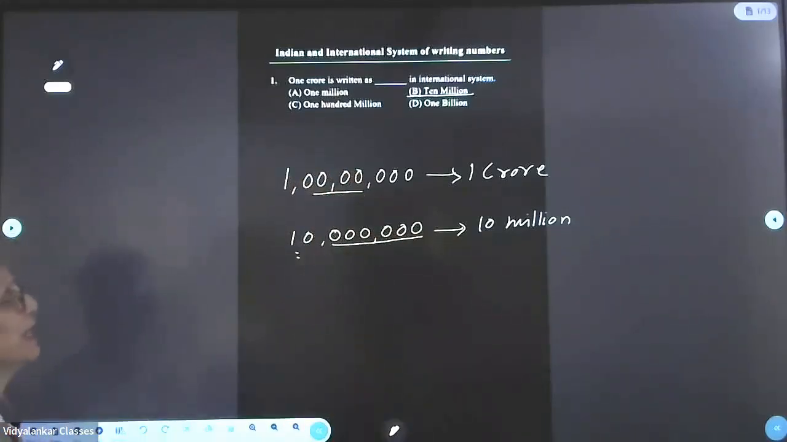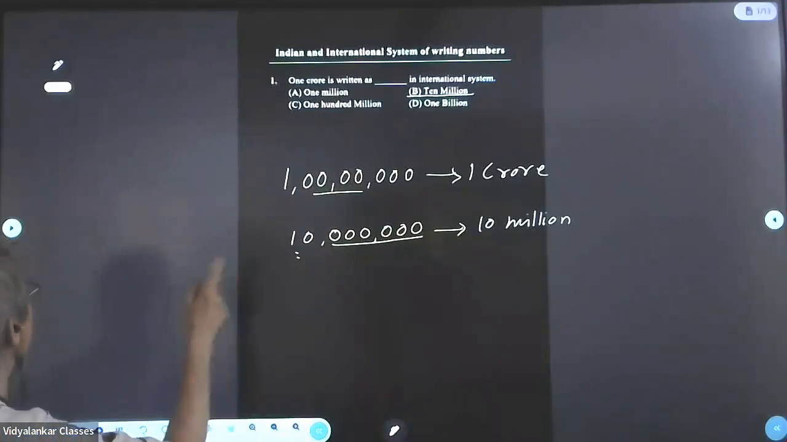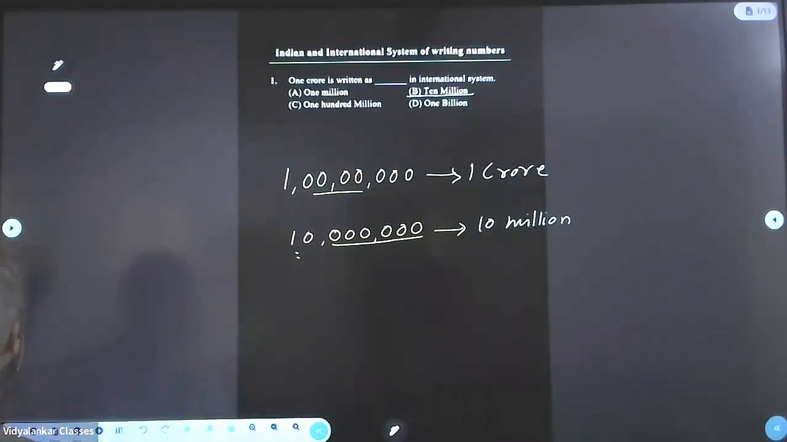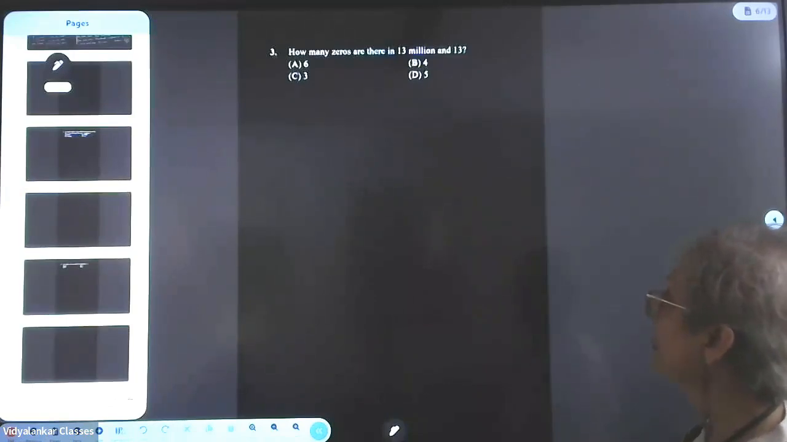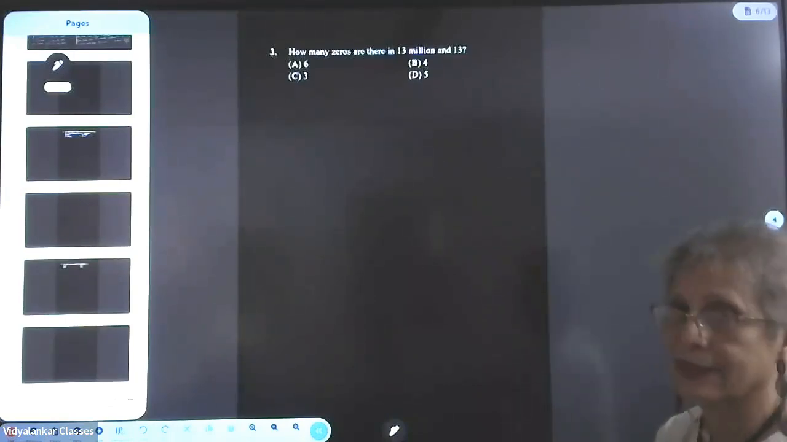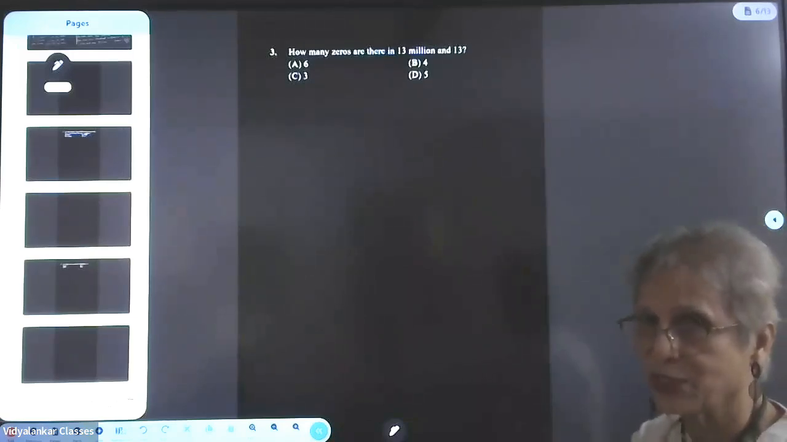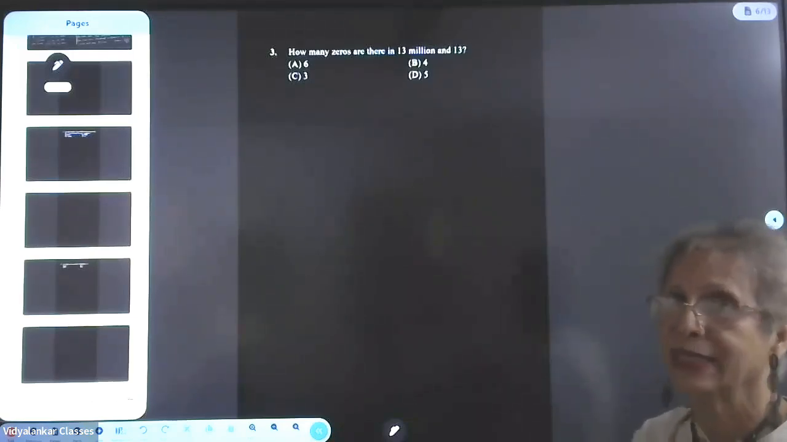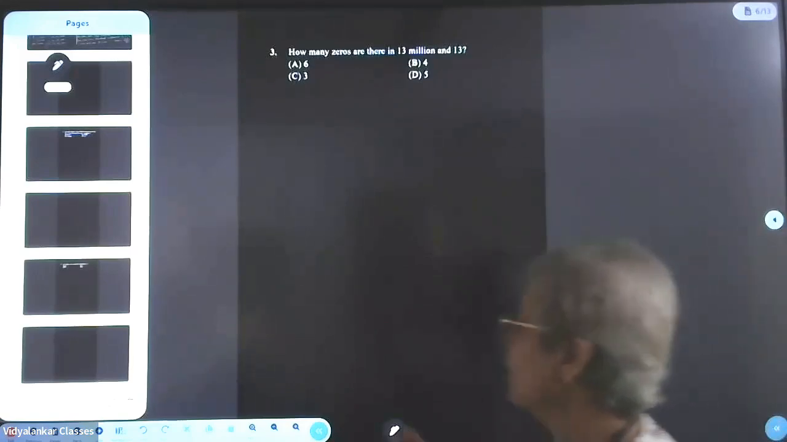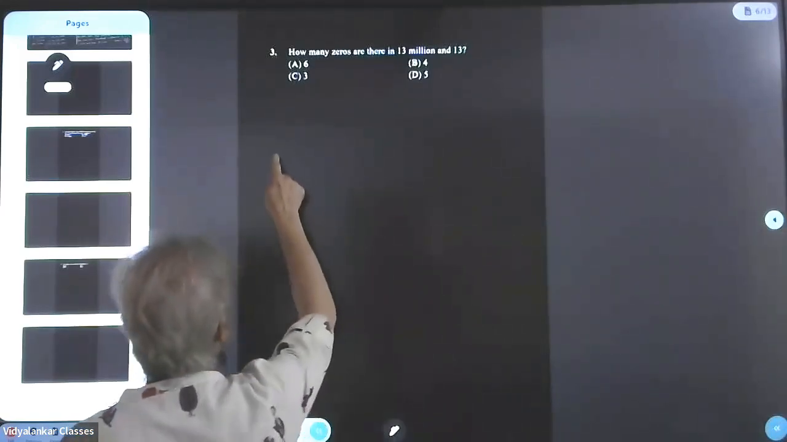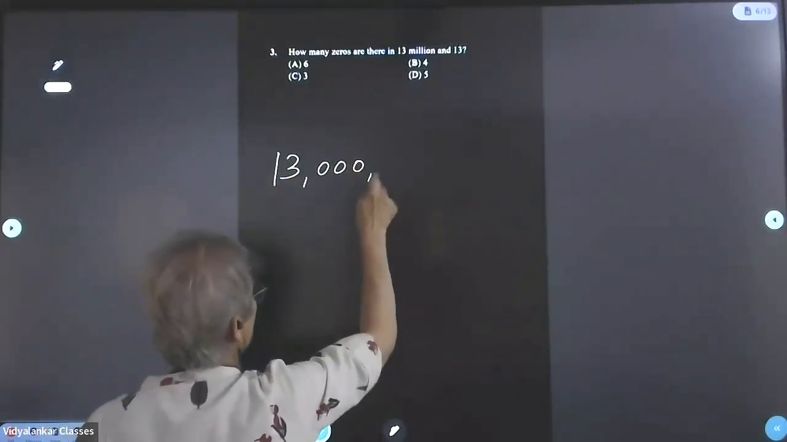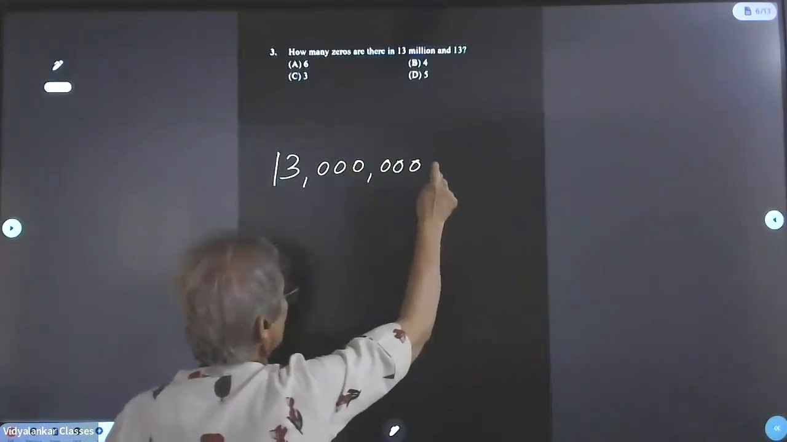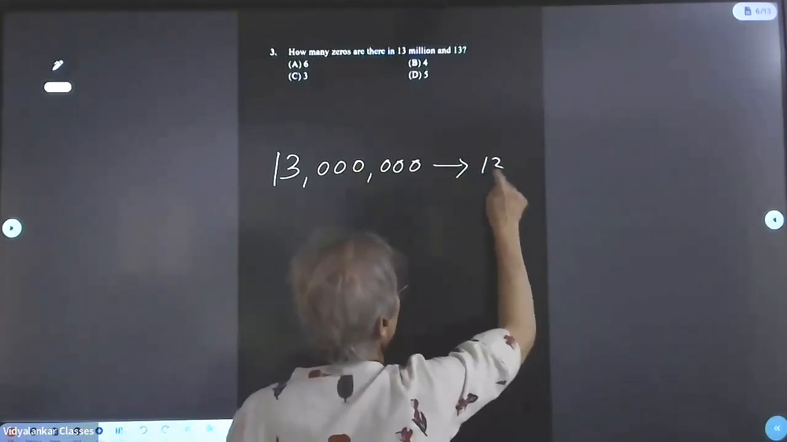So this is how we write numbers in the international system. Let us move to the next question. How many zeros are there in 13,030,000? First of all, let us write 13 million. Million means how many zeros? 6 zeros. So 13 with 6 zeros. So this is 13 and then 6 zeros. This is simply 13 million.